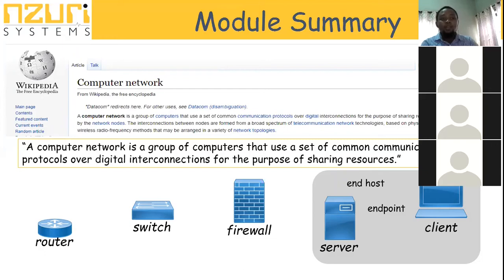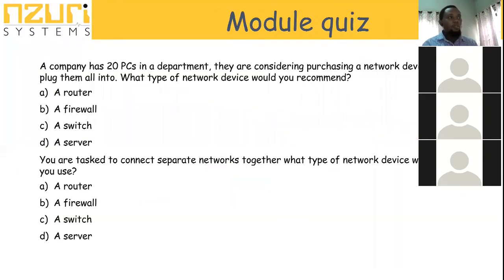You can text your answer in the chat. You read the question and then text your answer, so we look at it, and we'll still discuss it though. Okay, so that's the first question. Put yourself in that shoe and let's see how we can answer them. A company has 20 PCs in a department. They are considering purchasing a new network device to plug them all into. What type of network device would you recommend? You have your answers there. You have a router, we have a switch.